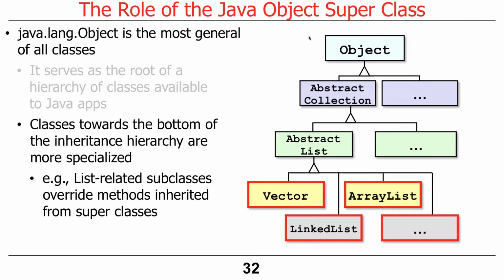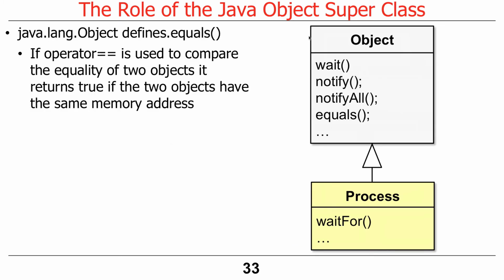So here's a very simple example, again, just kind of filling in the blanks. We have Object, AbstractCollection, AbstractList, Vector, ArrayList, LinkedList, and so on. Those are things that are done for you by the designers of Java.